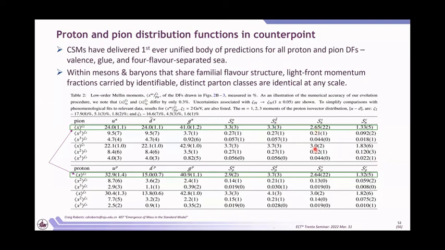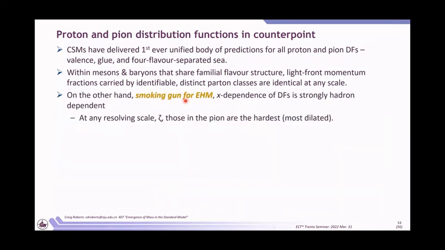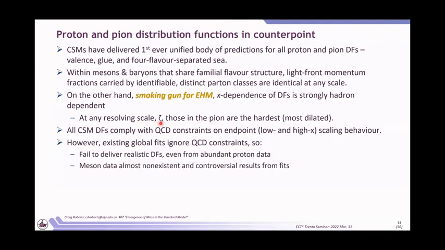So the smoking gun for emergent hadron mass is the x-dependence of distribution functions. At any resolving scale, distribution functions in the pion are the hardest, they're the most dilated. These continuum predictions are consistent with QCD constraints on both low and high x scaling behavior. Low x is important, as I highlighted in connection with the Gottfried sum rule.